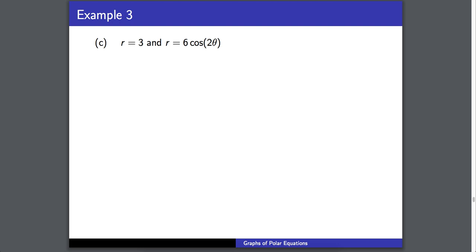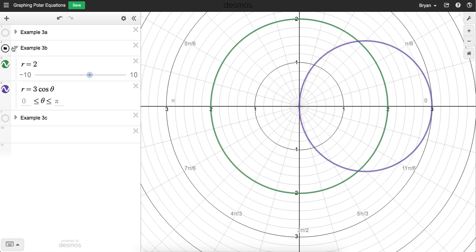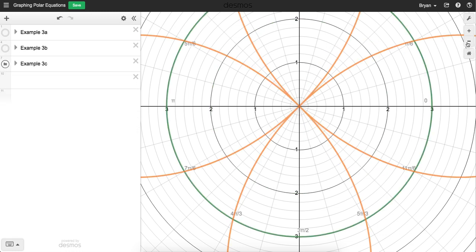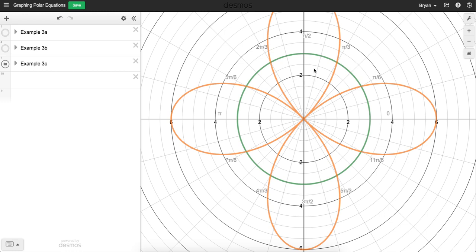All right, example 3, part C, we have r equals 3 and r equals 6 cosine 2 theta. So let's take a look at those graphs. Should have a circle and a rose. Whoa, gotta zoom out here. Okay. So here we have in green r equals 3, and in orange we have r equals 6 cosine 2 theta. First of all, they do not intersect at the pole, so we don't have to worry about that. But we do have a total of 1, 2, 3, 4, 5, 6, 7, 8 intersection points.